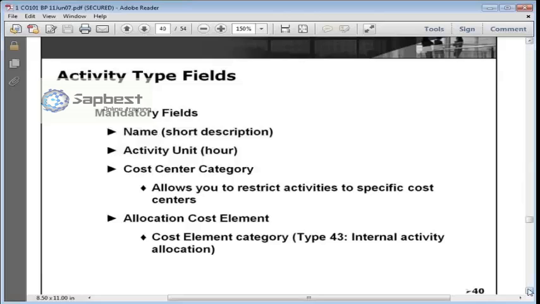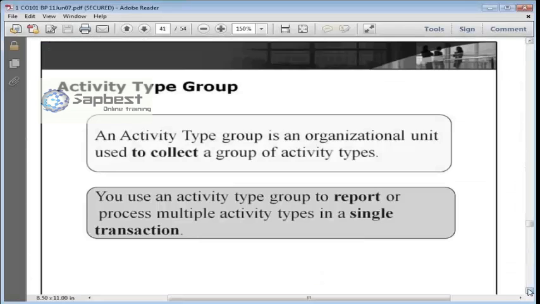In activity types, the short description is mandatory. The activity unit is an hour, and the cost center category allows you to restrict activity. Look at what category it is, and the allocation cost element. The cost element is typically what we talked about, right? What is the cost element category? The type is typically 43, for internal activity. These are the different types of activity, cost element categories, and also cost center categories.